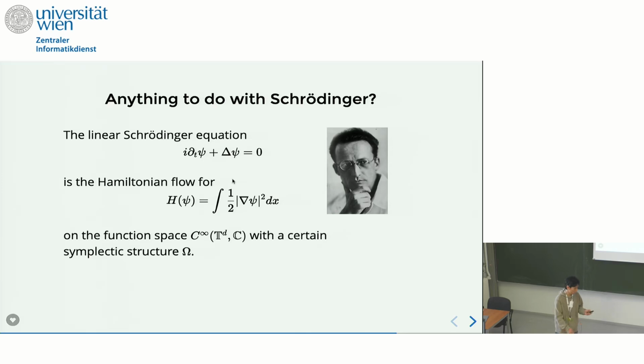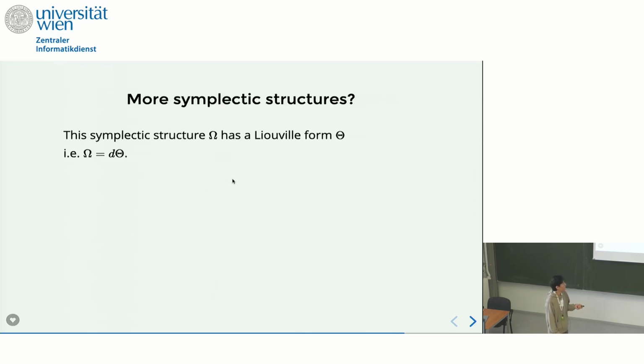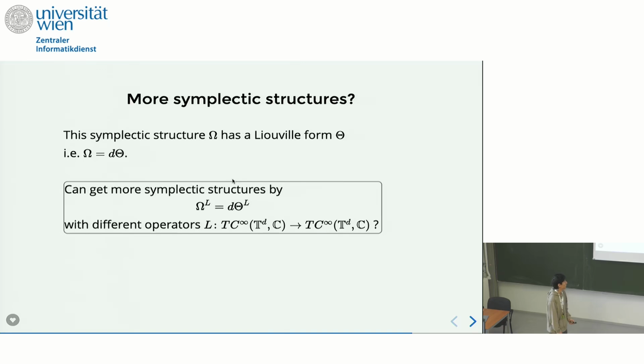I won't go into this symplectic structure omega. What is important is, again, omega is exact, so we can get a Liouville form of omega. The natural question is the same: using a different operator from the tangent bundle to itself, can we get more symplectic structures? And the answer is yes.